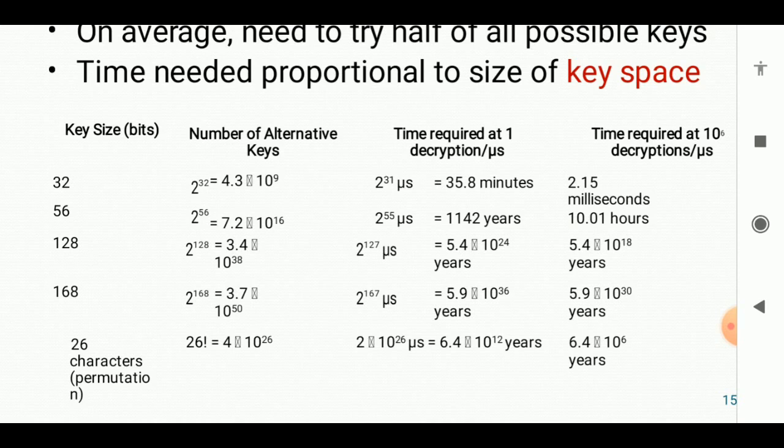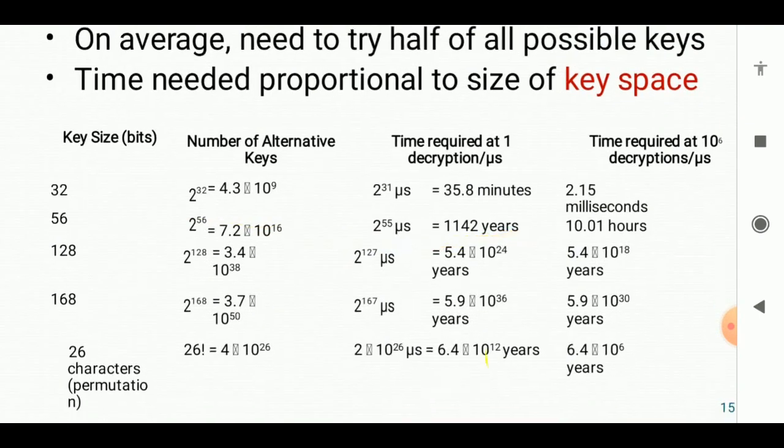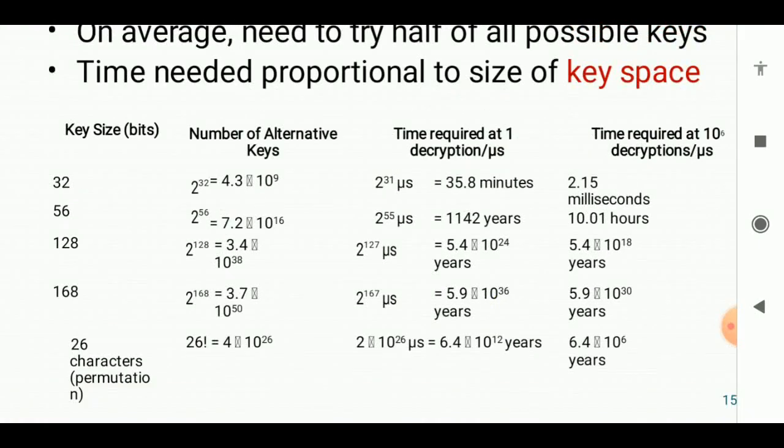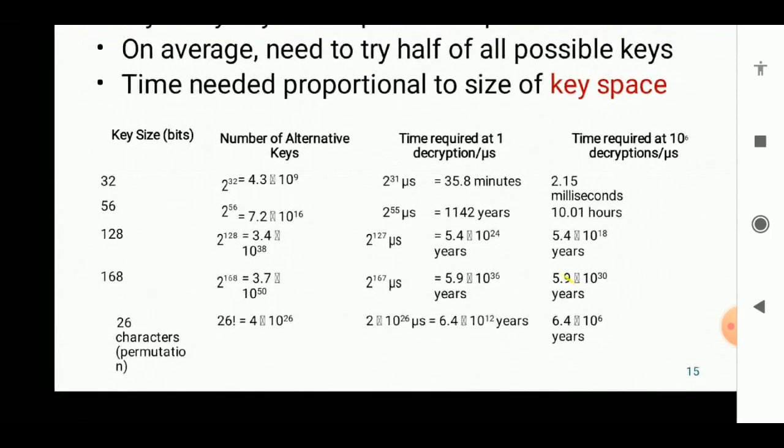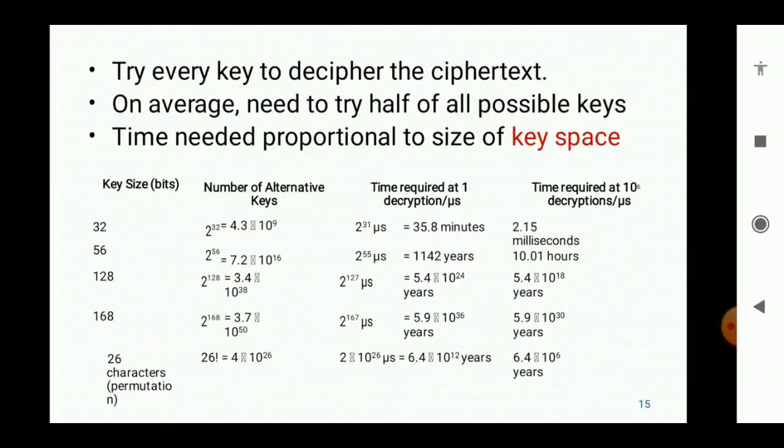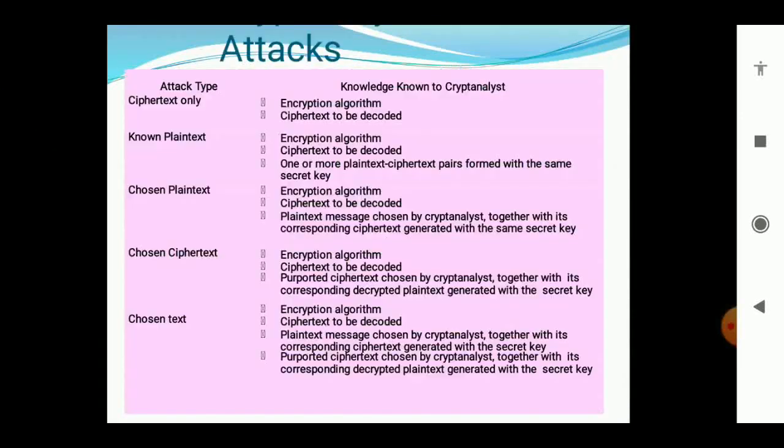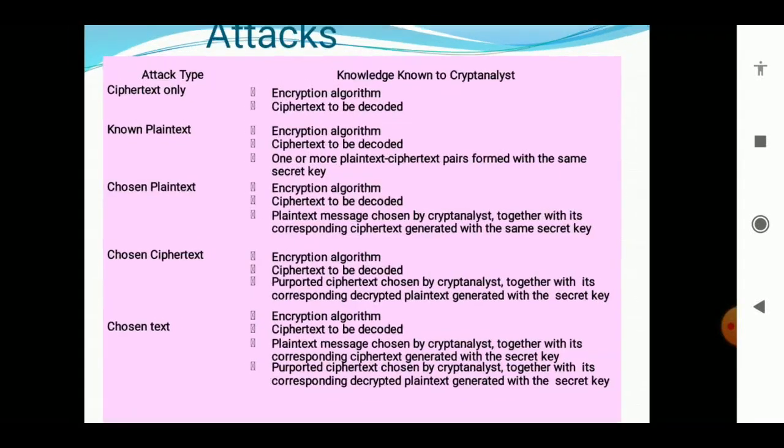If the key size gets larger, the time gets larger too; for 56 bits, you have 10.1 hours. Of course, with an alphabet of 26 characters, 26 factorial, you have 6.4 into 10 to the power 26, years. There should be possible attacks here.